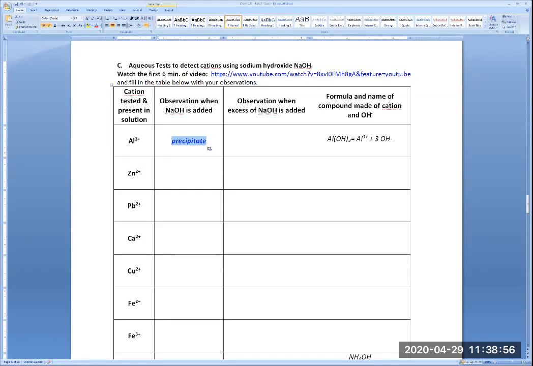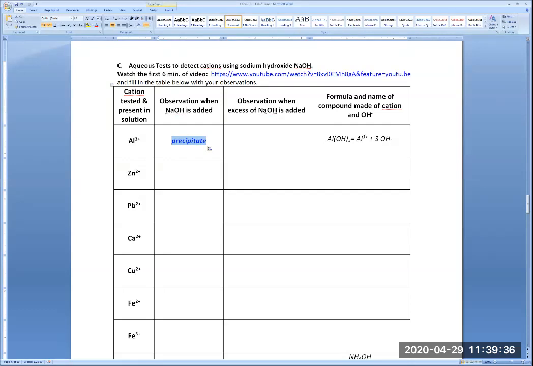All these observations are about, did you see a precipitate, and what was the color of the precipitate? That's what you want to record. And then when an excess of sodium hydroxide is added, what happens to the precipitate? Then the last column here is asking you to make the formula of the compounds that are made from the ion listed on the left and the hydroxide ion, the OH minus ion, because if there is a precipitate, it's from that compound.